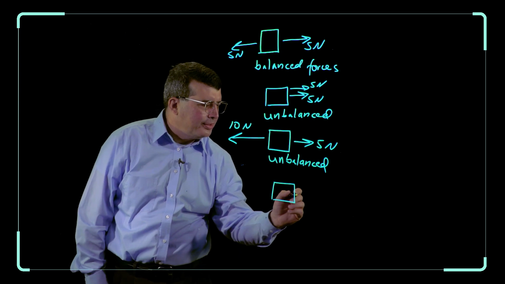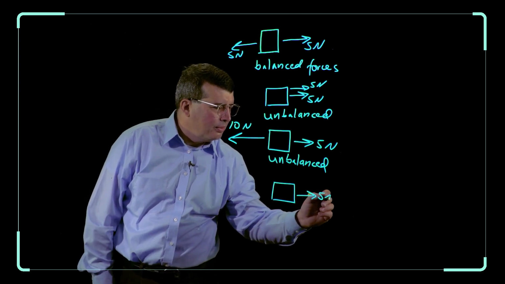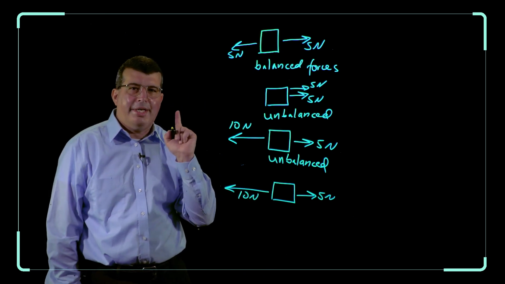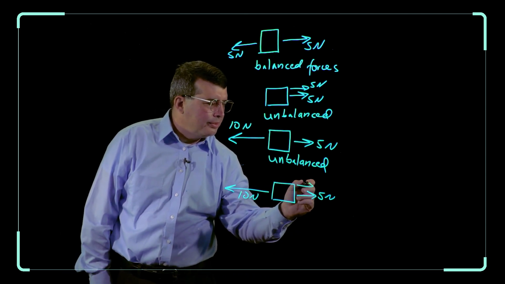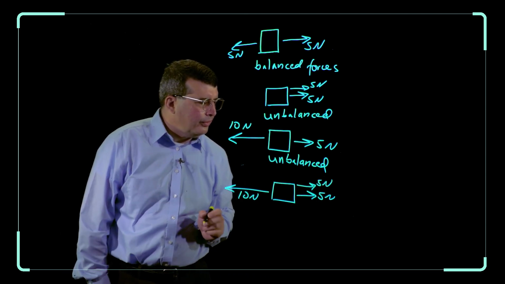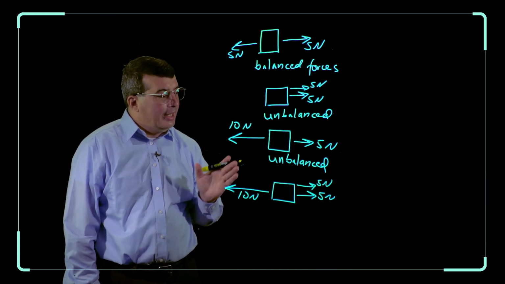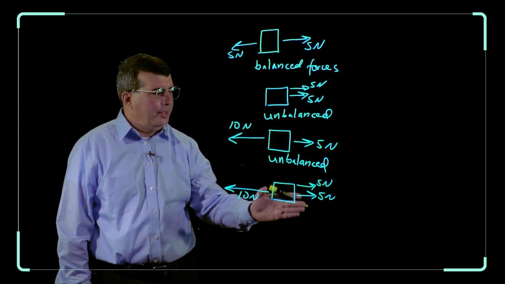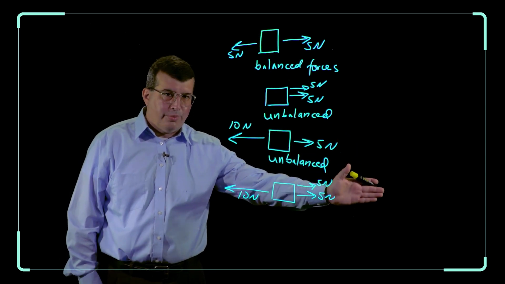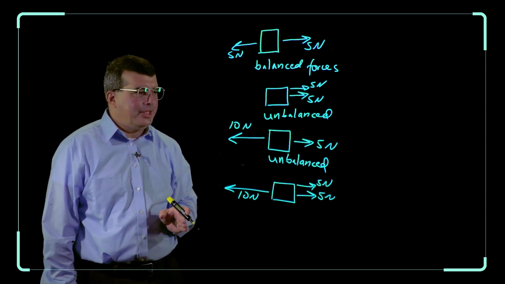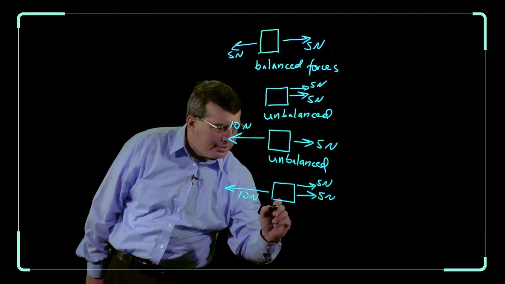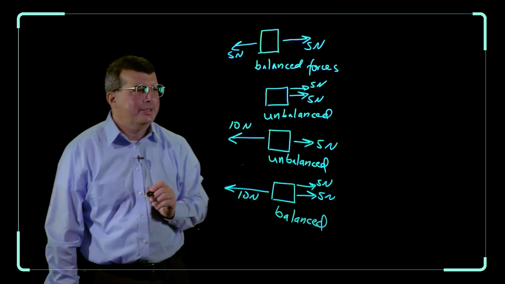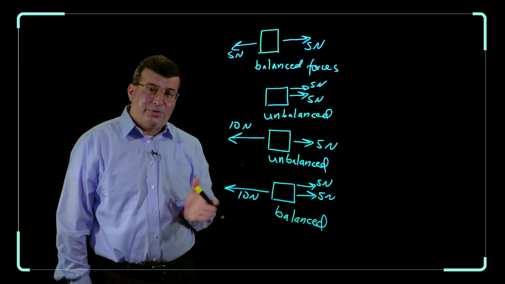How can I balance that 10 Newton force? Well, if I keep everything the same, 5 newtons and 10 newtons, and I'll add another 5 Newton force to the right, now I do have balance, because these two 5 Newton forces will add up to a 10 Newton force to the right, and that will balance the 10 Newton force to the left. So these are, once again, balanced.